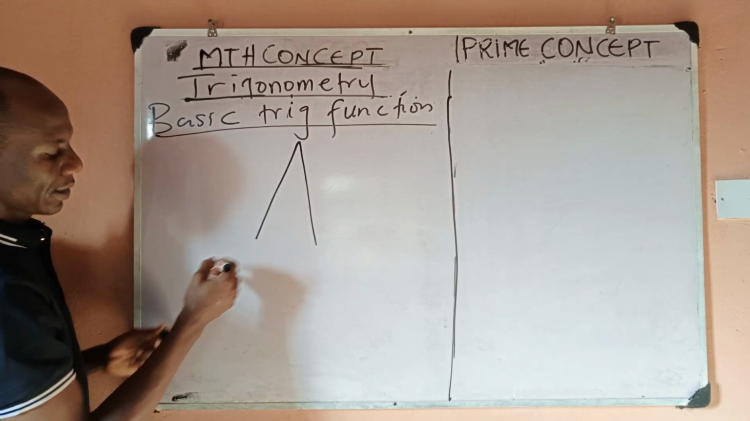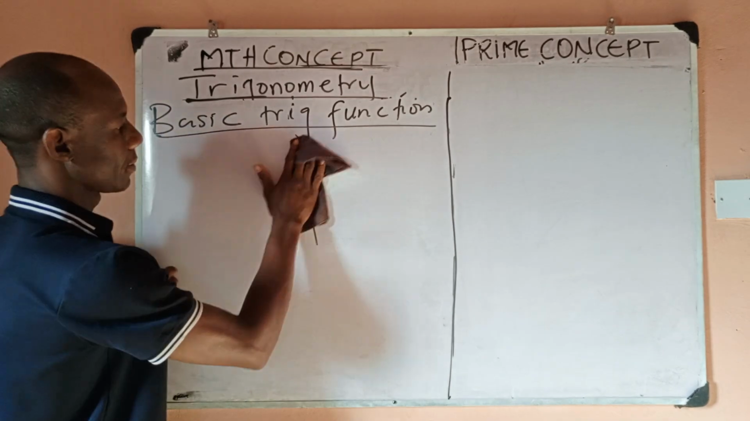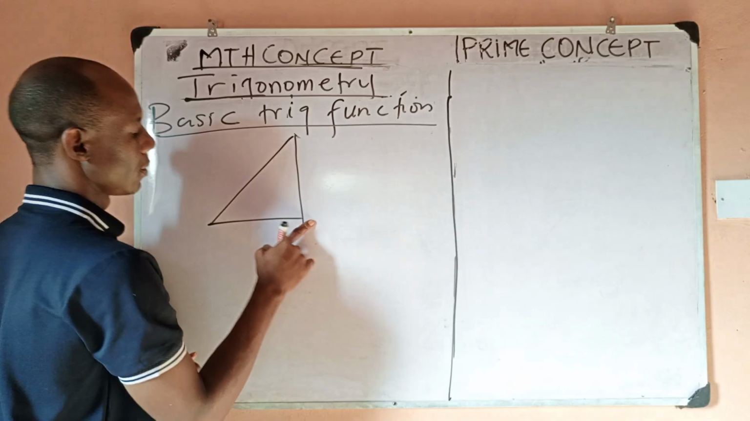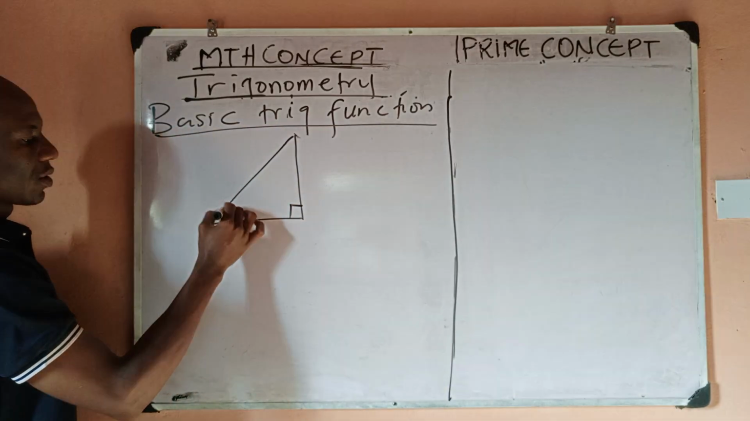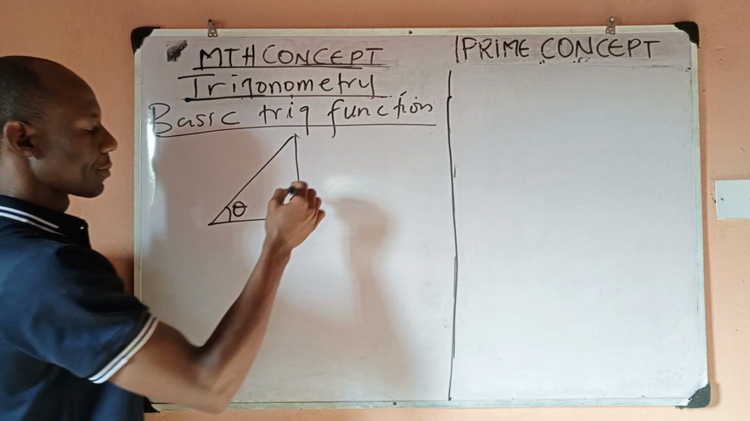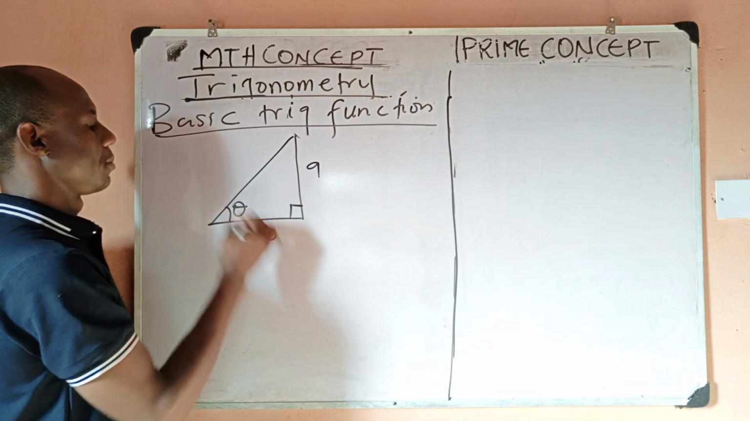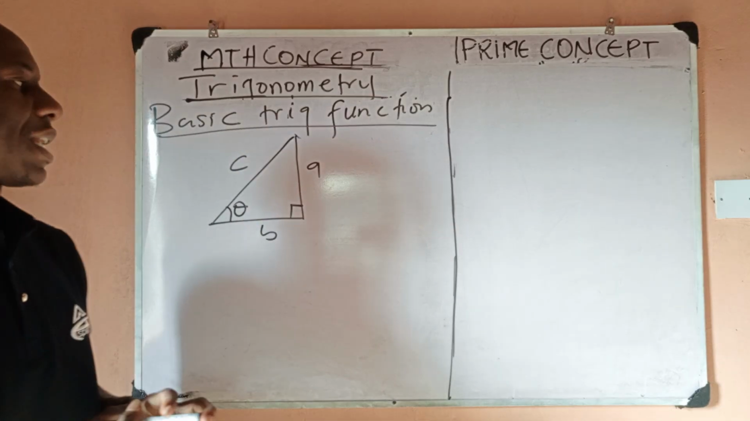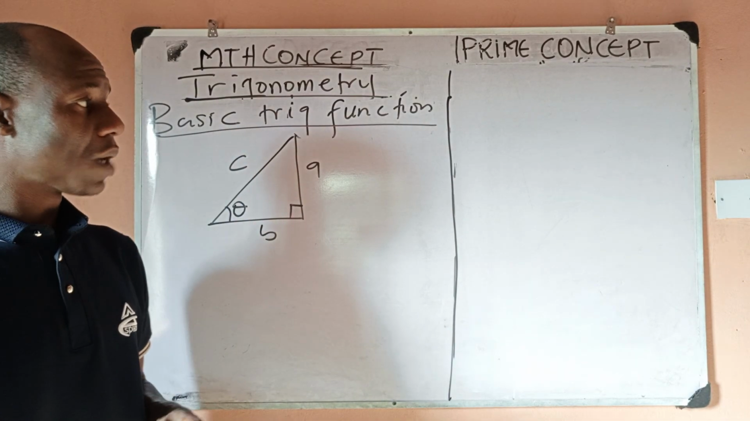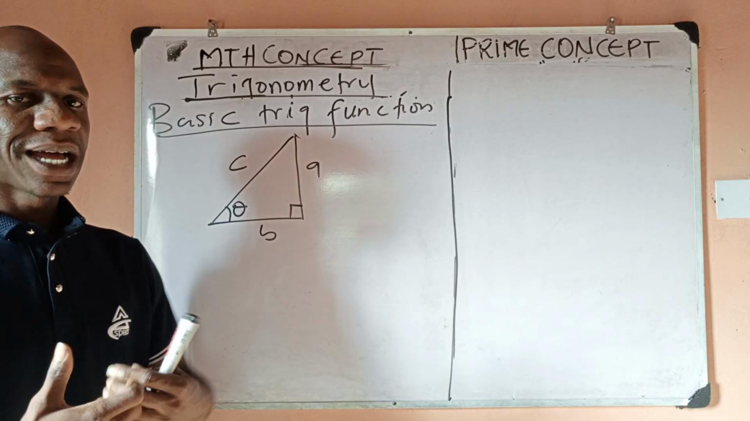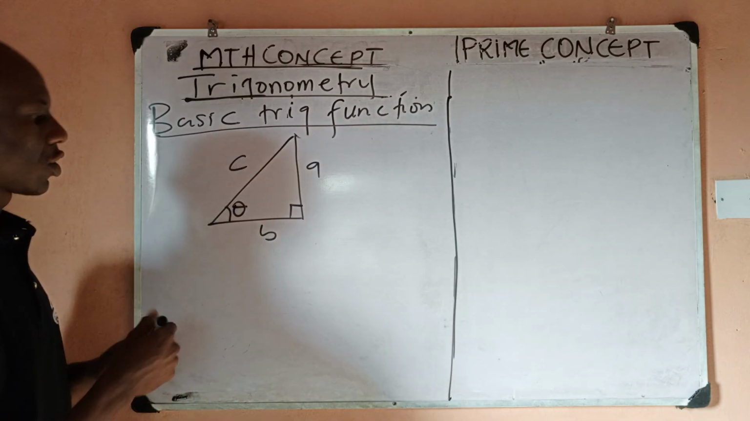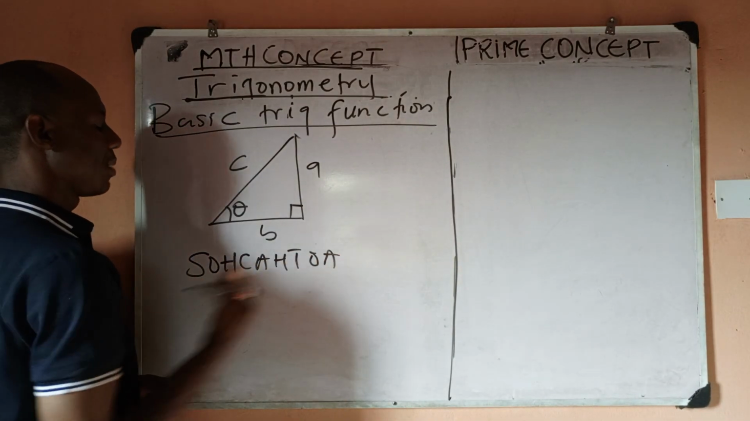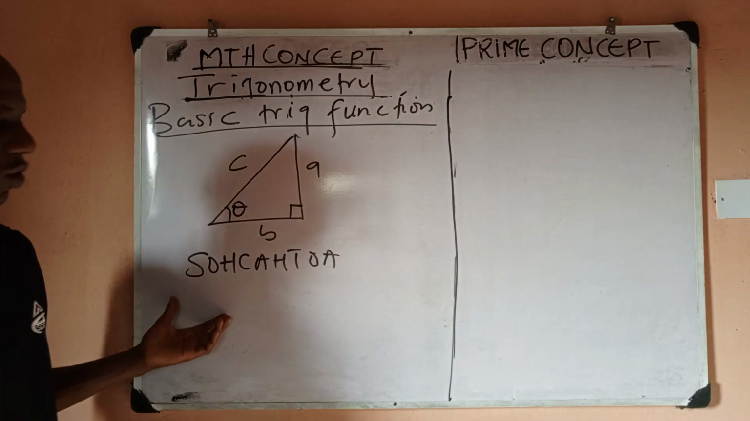So this is our right triangle. Let me make it bigger. So let's call this angle theta, call these sides A and B, and then call this side C. So we have 6 basic trig functions like we have established. About 3 of them are encapsulated in what we know as SOHCAHTOA. If you remember, 3 of them are embedded in this mnemonic, SOHCAHTOA.